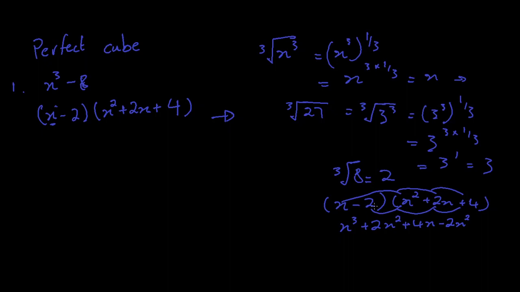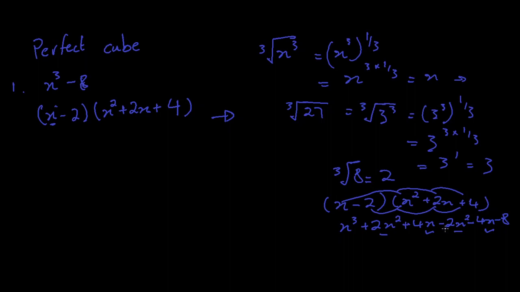Then you do the same. Negative 2 multiplied by positive 2x, it's minus 4x. Then you do the same for the last term, which is going to be minus 8. Minus 2 multiplied by positive 4 is going to be minus 8. Then you collect your like terms. So this is my like term, this is my like term, this is my like term, this is my like term.